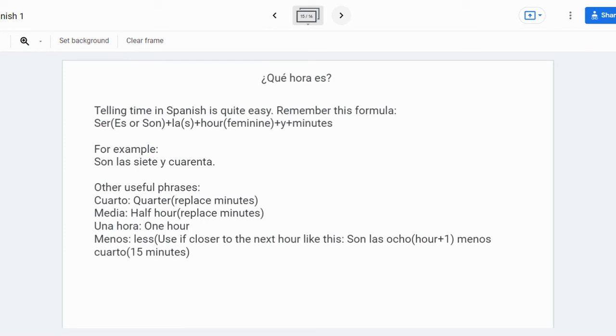Uno actually sounds masculine, but you would change it to a feminine form and make it una. Plus y, and then after that, plus minutes. For example, son las siete y cuarenta, which means it is 7:40. Notice the las here. I put las since it's multiple hours.